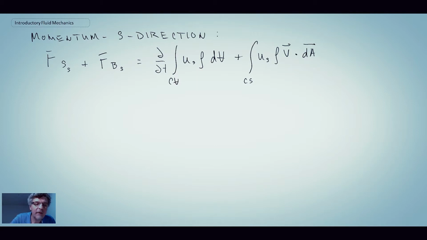Now on the left-hand side, we have the surface forces and we have body forces. For surface forces, there is no viscous shear, but there is pressure. And then we have FB, that's the body force. On the right-hand side, we have the time rate of change term, so that's going to disappear. And then we have the mass flux crossing the control boundary and exchange of momentum. So let's begin with the first term on the left-hand side, the pressure force. Let's take a look at that.